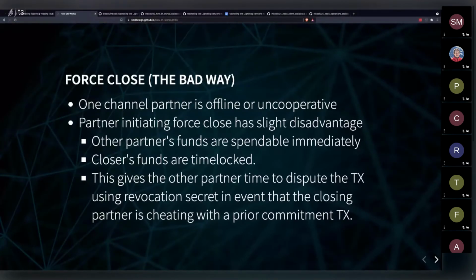Why does the uncooperative person or the offline node have an advantage? The reason is that you want the other partner, the one who's not consenting to having the channel closed, to have time to dispute the transaction. And this is where the punishment transaction could come in. They could use the revocation secret.